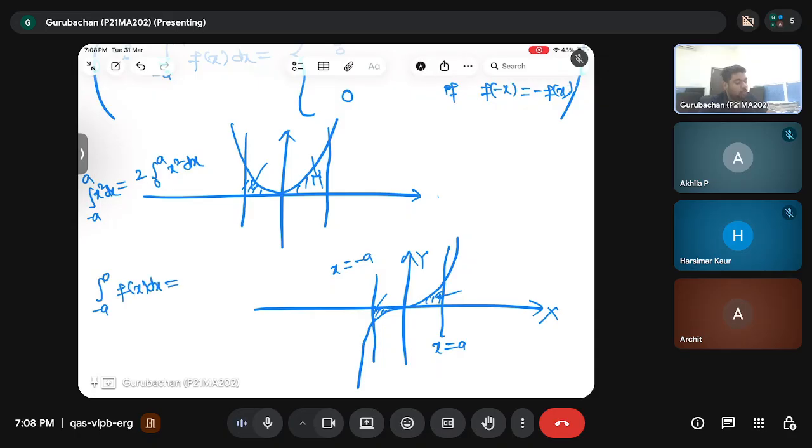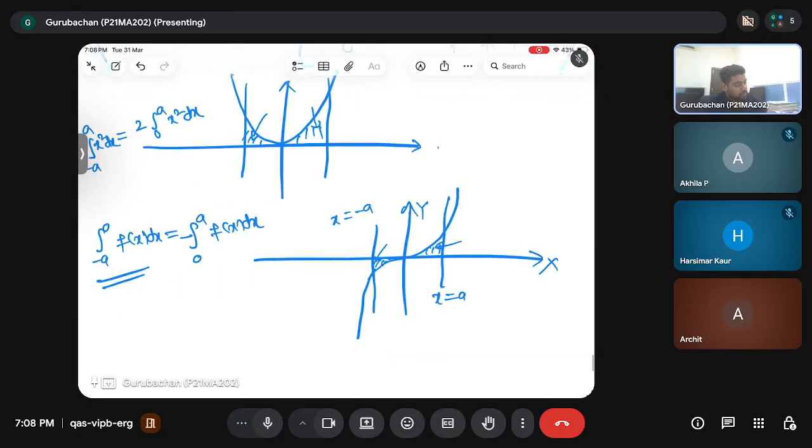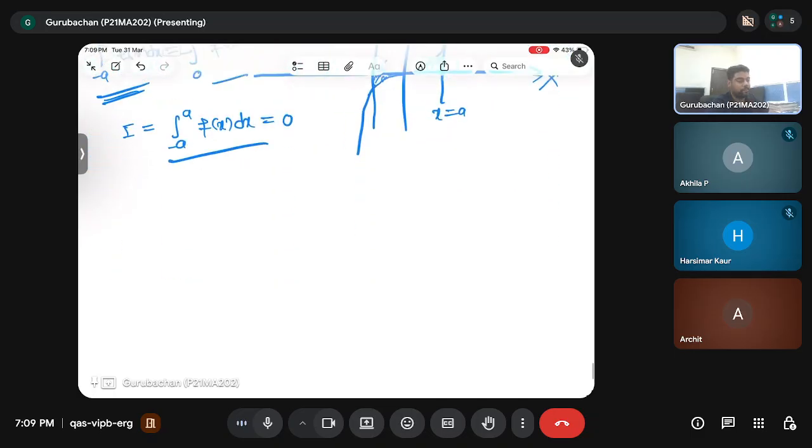See, I am only talking about the value of the integration. I am not talking about the area. When you talk about the area, you need to take the mod. We will also discuss that. So f(x) dx with negative sign. Since they are opposite to each other in sign, the integration from minus a to a of f(x) dx is nothing but 0, because you can break it into two parts and the addition of these two will be 0. So I hope it is clear.